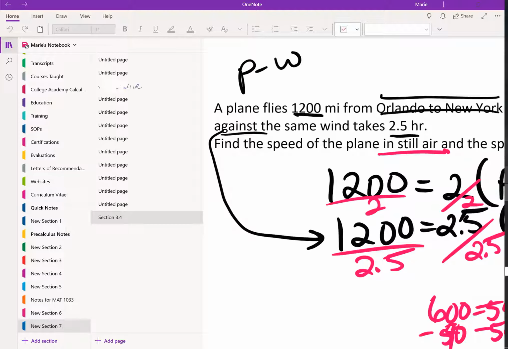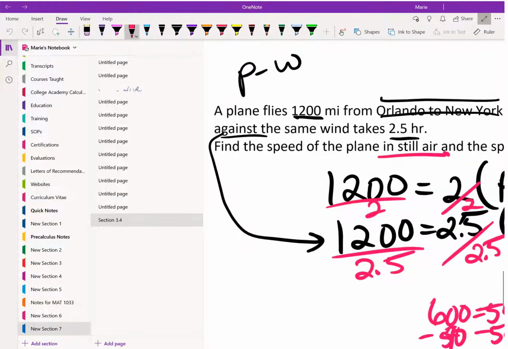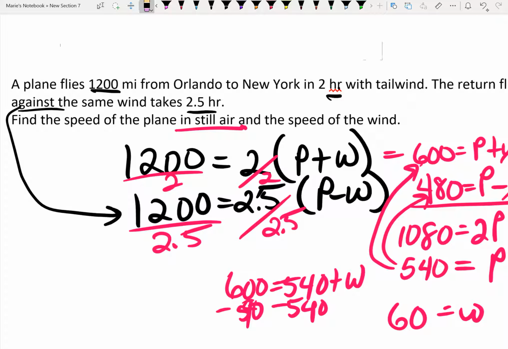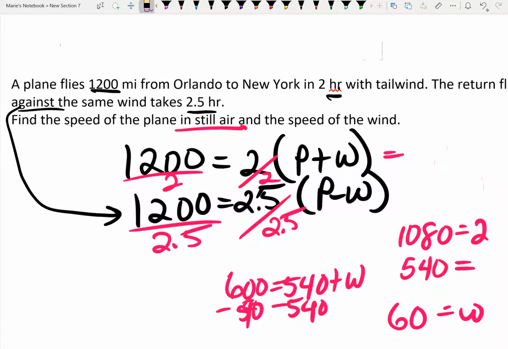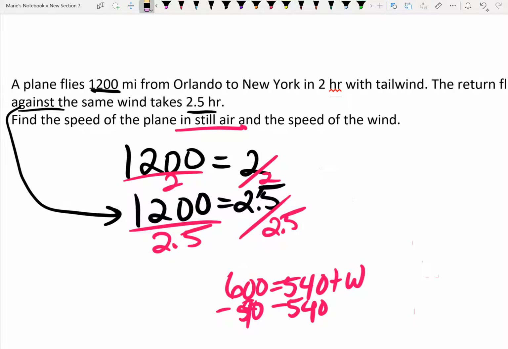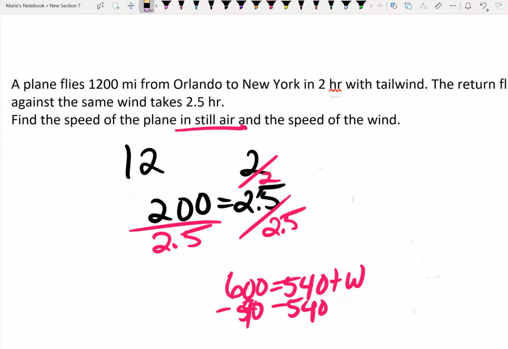Alright, so this recording is relating to section 3.4, and what I'm going to do is go back over the word problems that we covered in class, and hopefully this will stick. And you can always have the notes with you, to remind you what to do when.